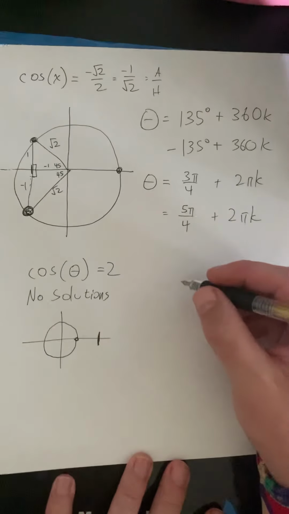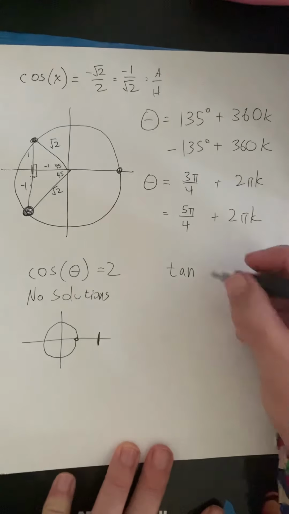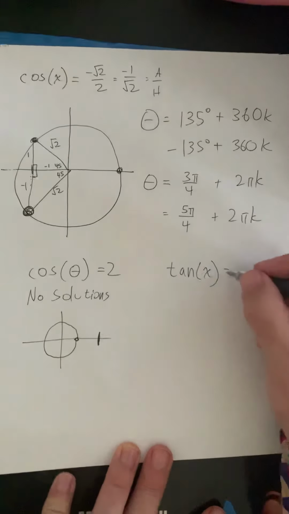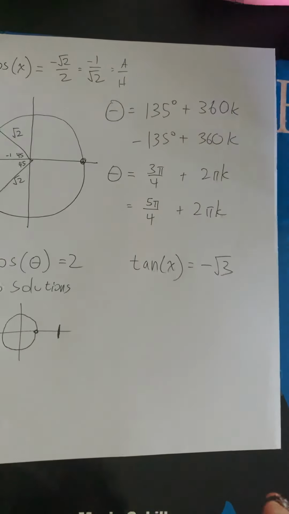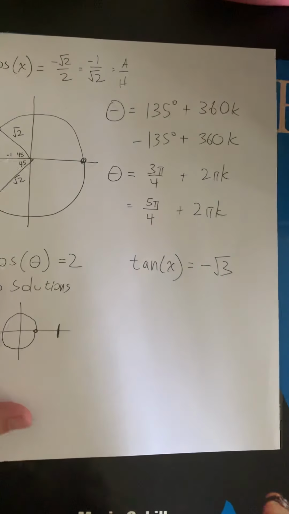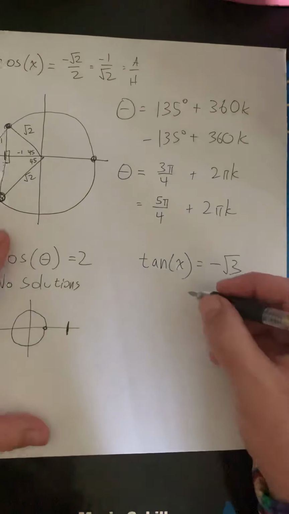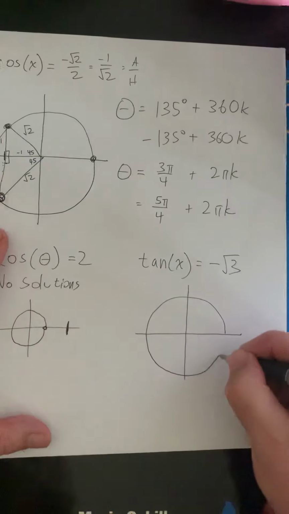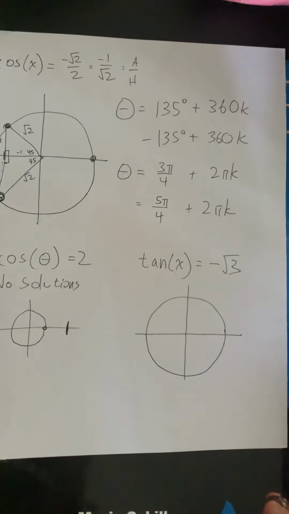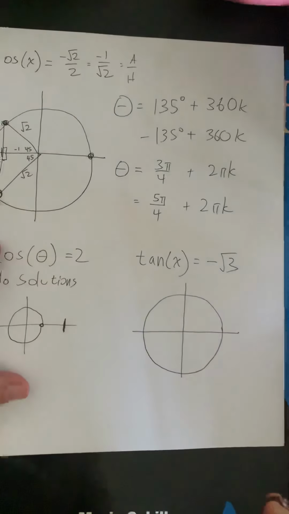Let's take a look, maybe like tangent of, I don't know, I'll say x, just to be a weirdo. Negative root 3. Okay, notice negative root 3. That's bigger than 1. It's 1 point something. That would not be cool for a sine or cos problem. It'd be instant, can't do it, no solutions, but it's okay for tangent. All we have to figure out here is where does the slope equal negative root 3? In which quadrants is the slope negative? It's got to be quadrants 2 and 4.